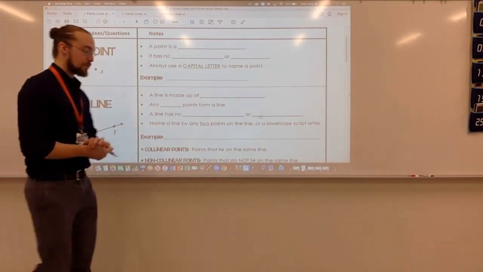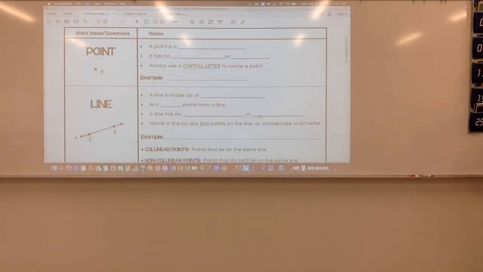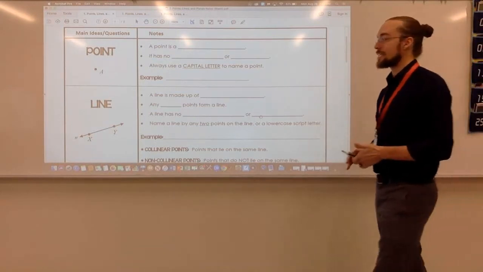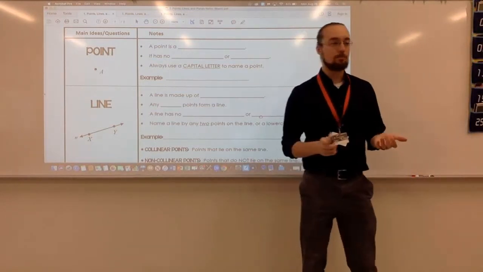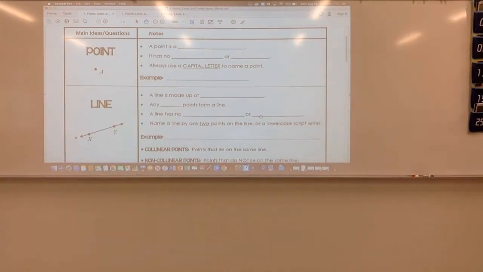Today we are going to finally start actual geometry. This first lesson is just about 3 basic things that we're going to use the rest of the year: points, lines, and planes, okay, that make up pretty much everything in space.